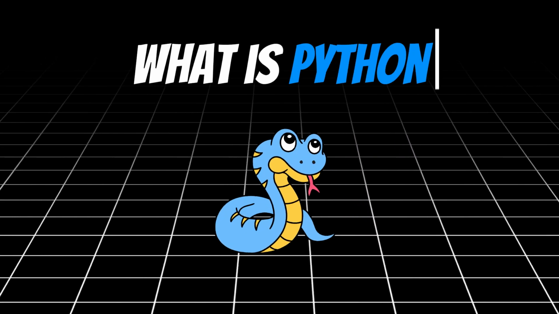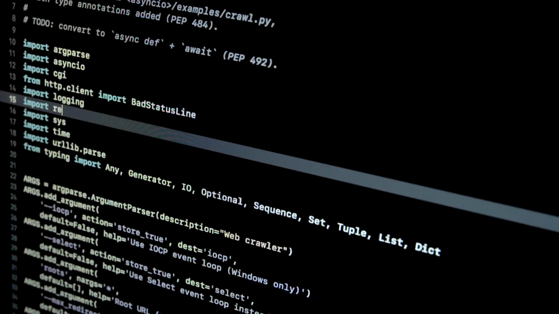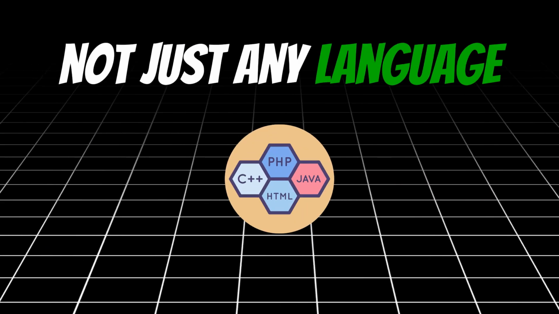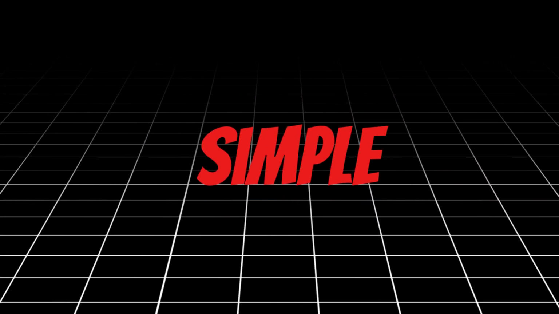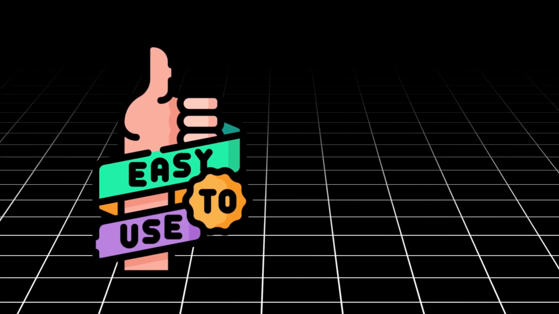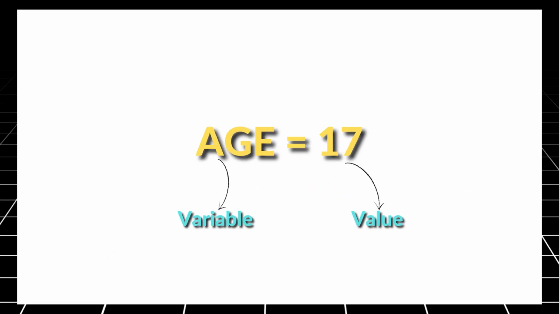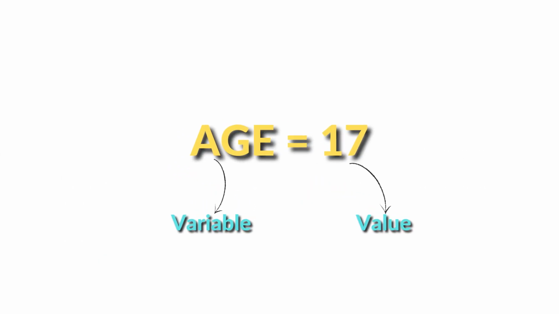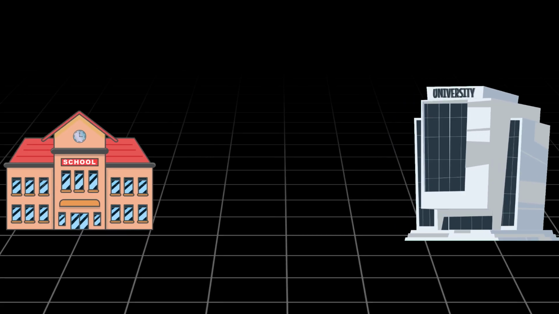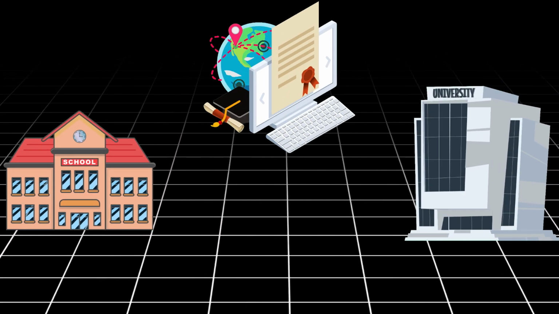What exactly is Python? Python is a programming language, but not just any language. It is designed to be simple, readable, and very powerful. It is one of the easiest languages to learn, especially for beginners. In fact, Python code often reads like plain English. That is why it is so popular in schools, universities, and beginner coding courses across the world.